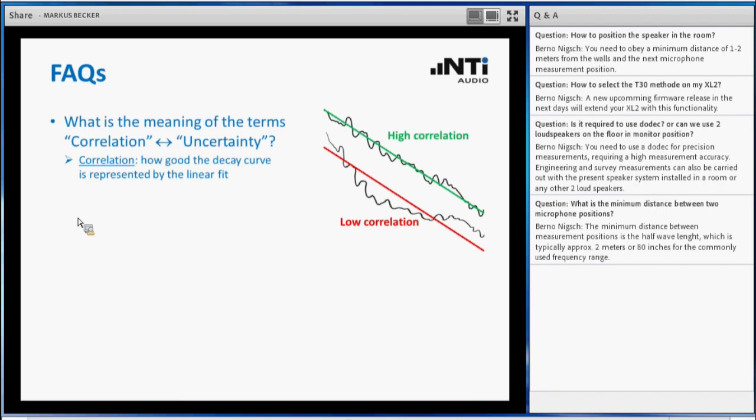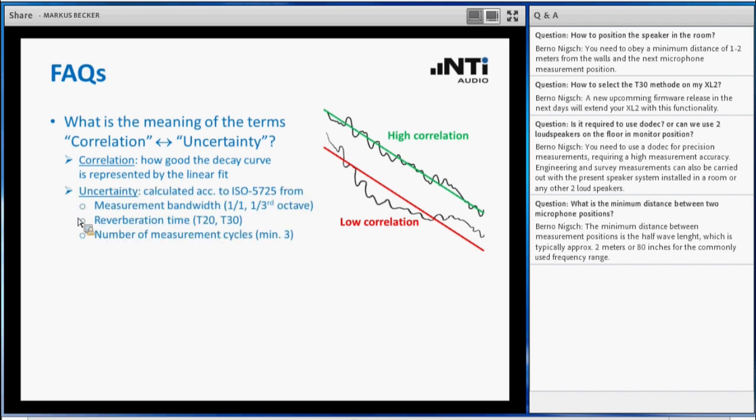In this case, it is very difficult for the instrument to find an exact linear fit. Or, said the other way around, the instrument realizes that the linear fit is not correlating as well to this actual decay curve as in the first example. And this correlation is expressed as a percentage. The higher the percentage, the better.